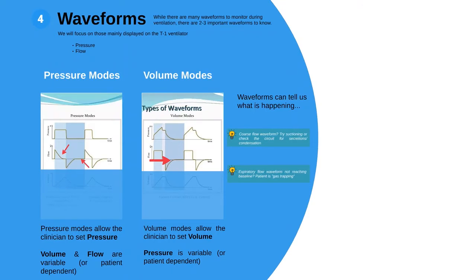Other things you can tell from your waveform is that if you have a coarse flow waveform, it could be that you have secretions or condensation in the tube. Now, if you're in a volume mode where we allow pressure to vary, the pressure waveform is what is telling us about our patient's disease state. So, for example, you could have a COPD patient where you have high peak pressures, and you will see that in your pressure waveform. We do not typically use volume modes, especially on the T1 ventilators, because they do not carry volume modes.